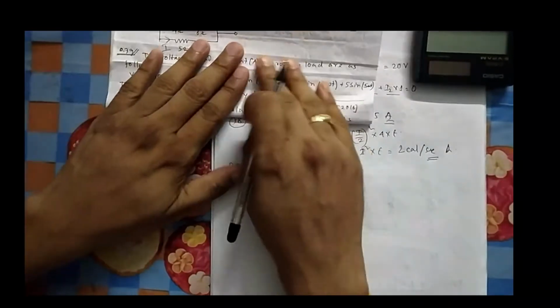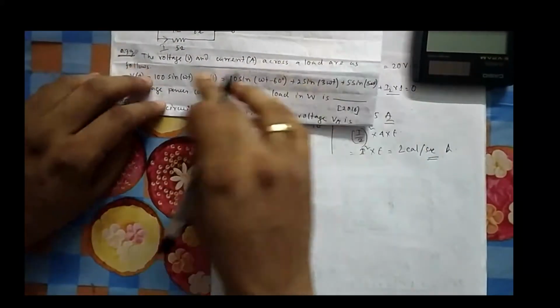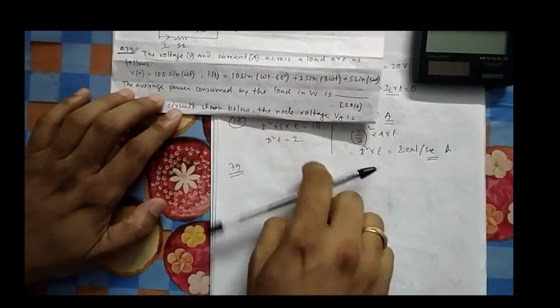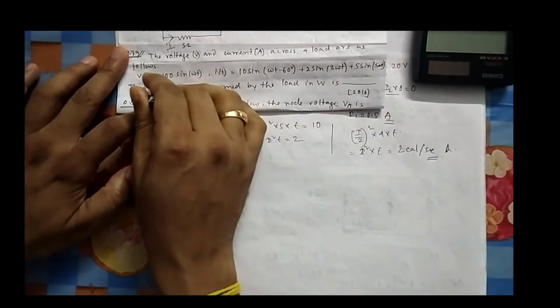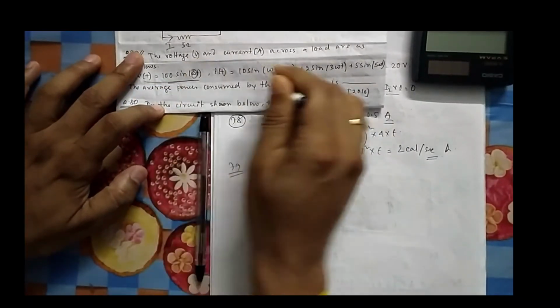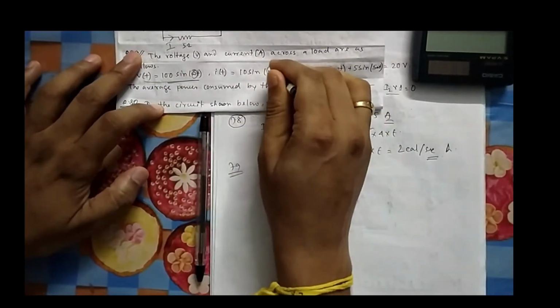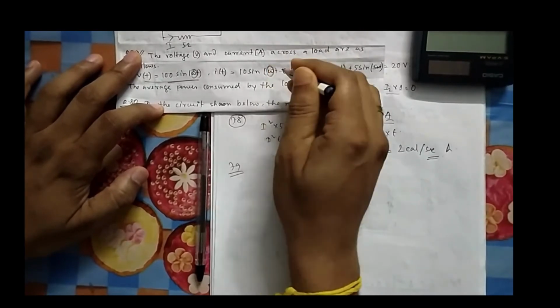The voltage and current across the load are given as V and I, of 2 different frequencies. You have known about harmonics. So this is your main fundamental voltage of frequency omega. Correspondingly you are getting the fundamental current component also at omega.